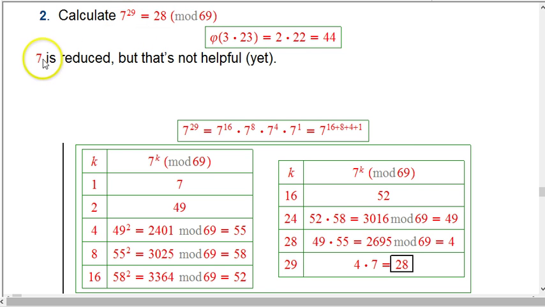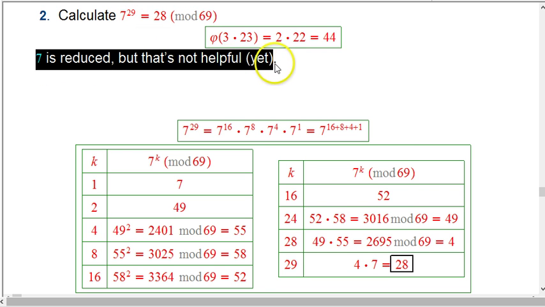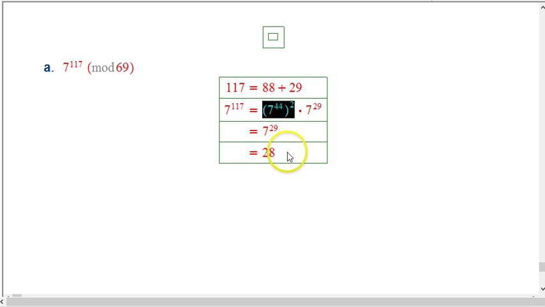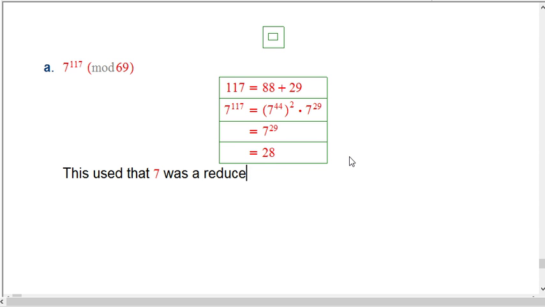Remember, though, that for the first calculation, for this 7 to the 29, it didn't matter at all that 7 was a reduced residue. This kind of strategy works no matter whether it's reduced. But when we looked at the second part, this fact that 7 to the 44 was automatically equal to 1 with no calculation required, that really used, let me put that down, this used that 7 was a reduced residue. Okay.